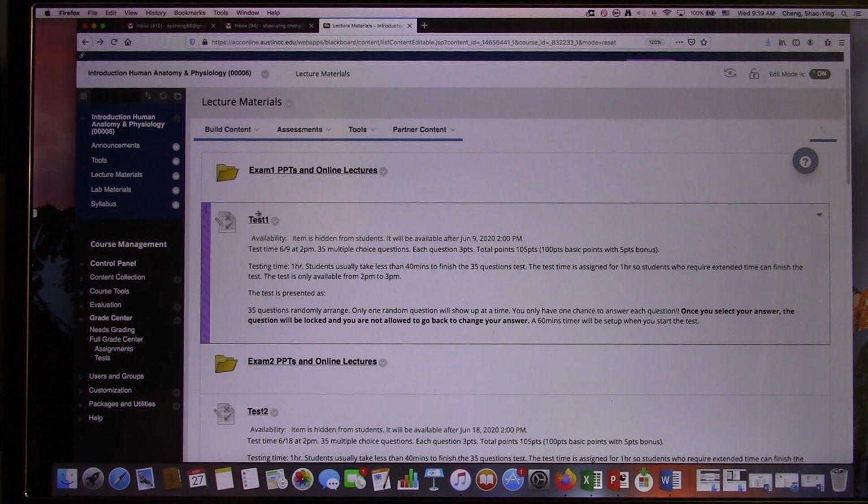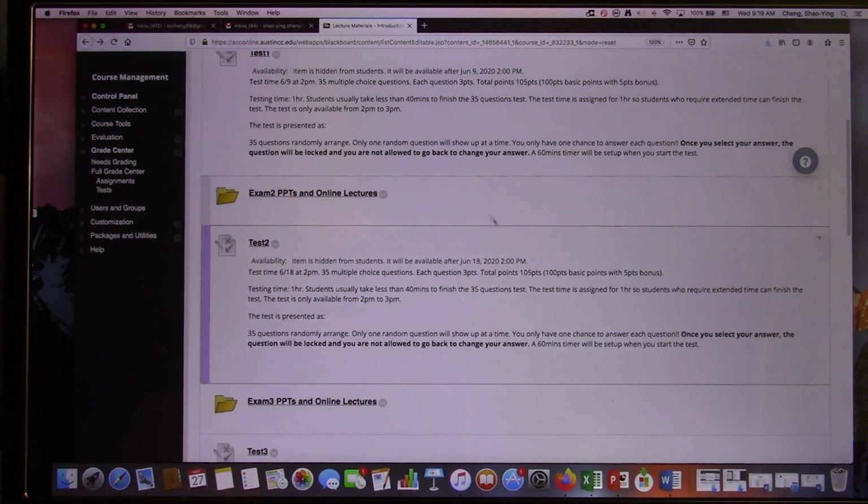So this test is only available on June 9th, from 2 to 3 p.m. You need to finish the test on the test day. That's why the lecture is pre-recorded, so you can finish the lecture a little bit earlier, which gives you some flexibility, but you still need to take the test synchronized with the class schedule. It's similar for test 2: you only see the test during the test day, from 2 to 3 p.m. on the 18th.